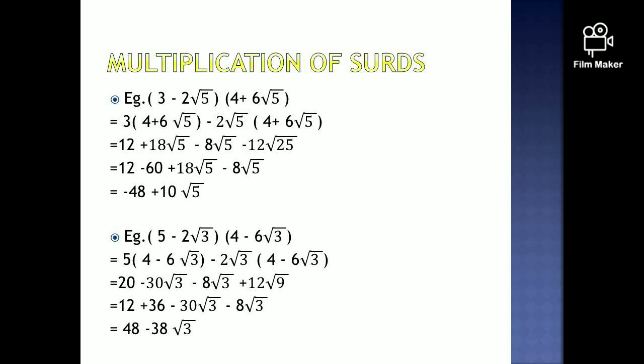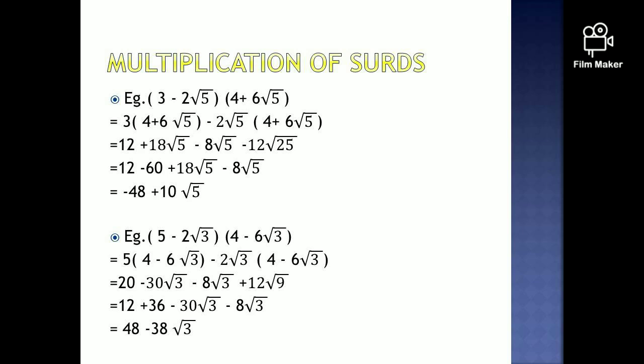Here, children, we need to expand the brackets (3 minus 2 root 5) with (4 plus 6 root 5). Again, I will multiply the second bracket, 4 plus 6 root 5, with the first term in the first bracket, which is 3, and then multiply again 4 plus 6 root 5 with minus 2 root 5. If you multiply 3 with 4, the answer is 12. 3 with 6 root 5 is 18 root 5.